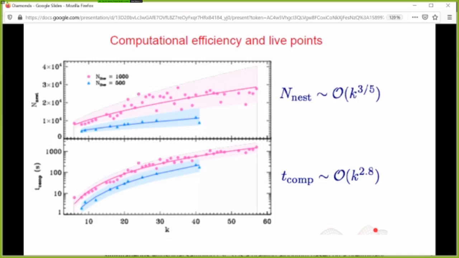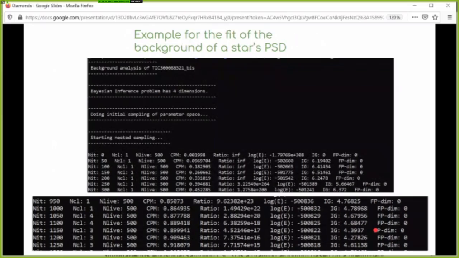Okay, so now I'm going to show you a typical example of what I'm doing in my PhD research with the DIAMONDS code. So what you can see here is actually an attempt to fit the background of the power spectral density of a star from the TIC catalog. And to do it, I use a model with just 4 parameters. So as you can see, there is an initial sampling of the parameters, then the nested sampling goes down. So I'm going to explain to you what all of this means.